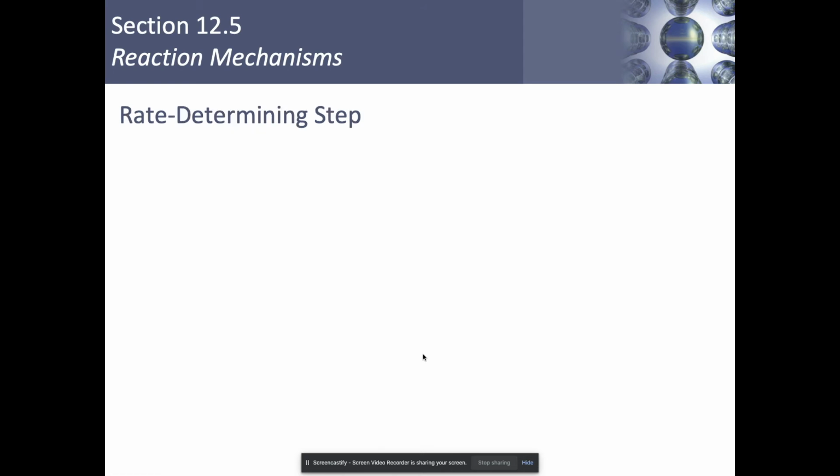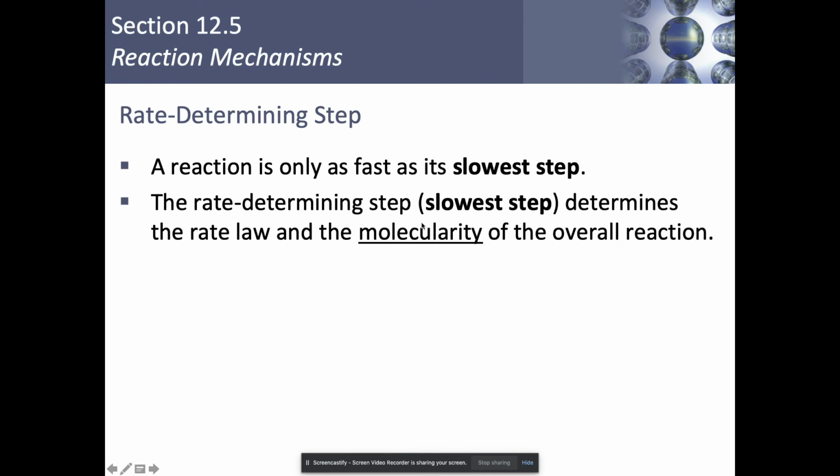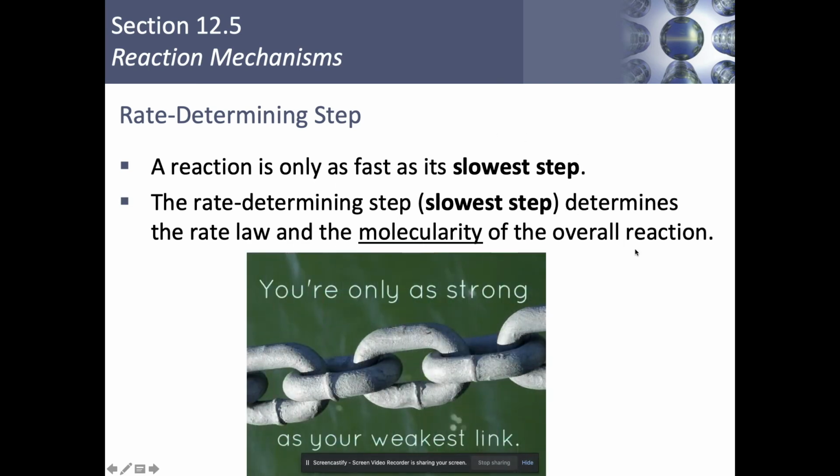So how do we figure out what is going on when we mix things together like this? Well, a couple of little important facts. A reaction is only as fast as its slowest step. So whichever step takes the most time, that is going to be how quick your reaction is. The rate determining step is the slowest step then, and it varies depending on what your rate law is and the molecularity of the overall reaction. And so I always thought of it as you're only as strong as your weakest link. You're only as fast as your slowest step.